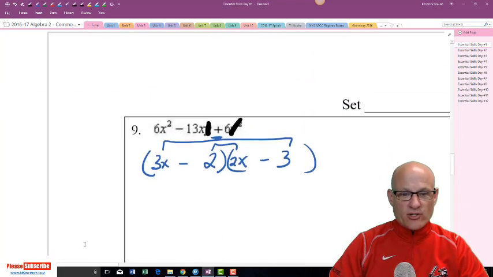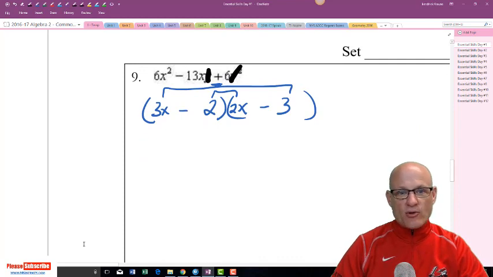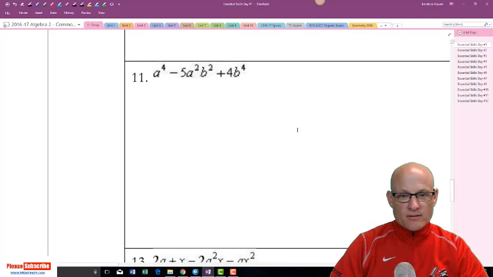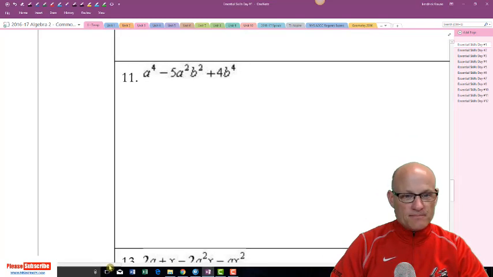Oh my goodness, look what I did up here again. I almost did it. Do you remember those letters I took out? The y's? I've got to put those back in. I can't just ignore those. So this has to be 2y and 3y. I almost forgot. So if you take them out, don't forget to put them back in. All right, moving on.